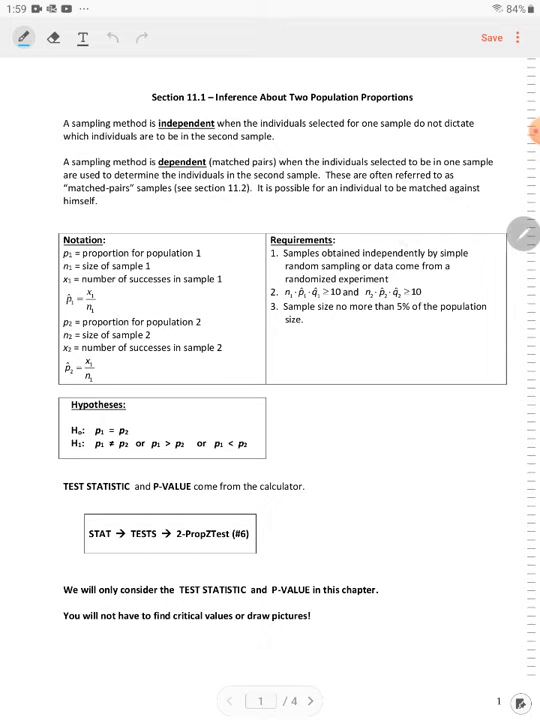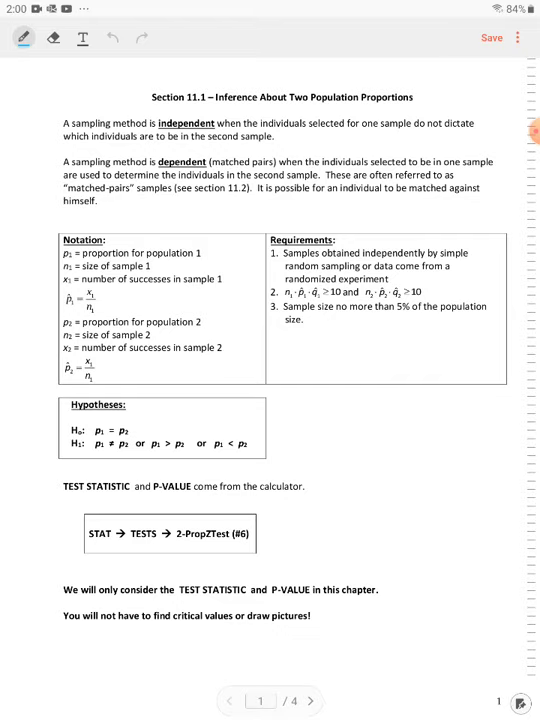We still have these requirements. They have to be obtained independently by simple random sampling, or the data comes from a randomized experiment. Number 2, n1 p1 q1 is greater than or equal to 10, and n2 p2 q2 is greater than or equal to 10. Sample size is no more than 5% of the population.